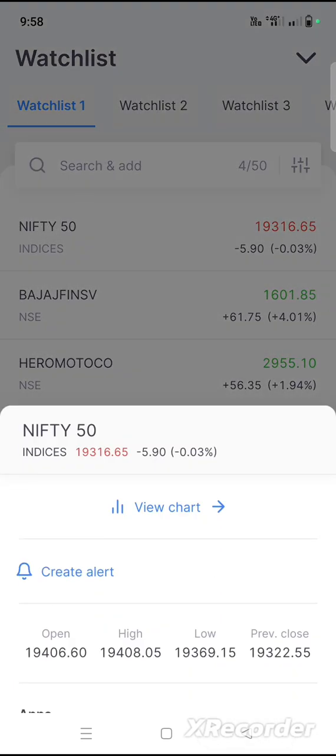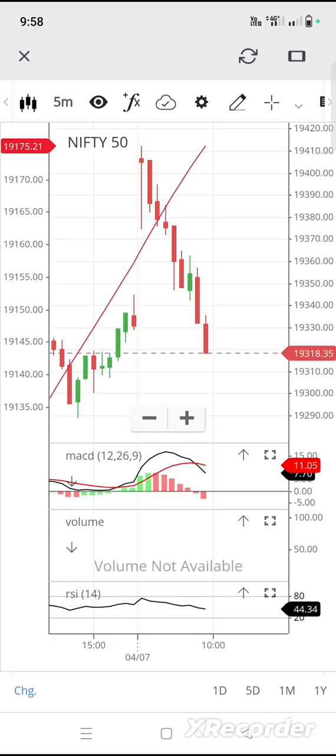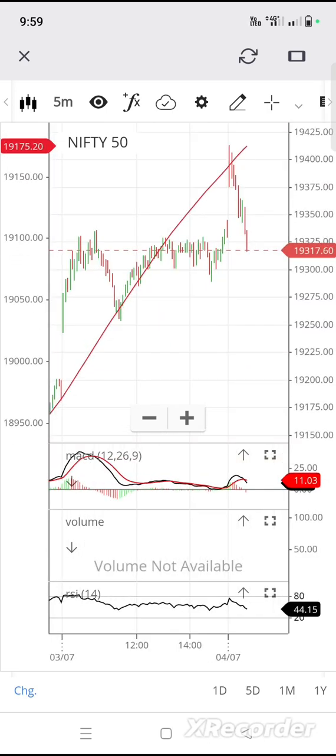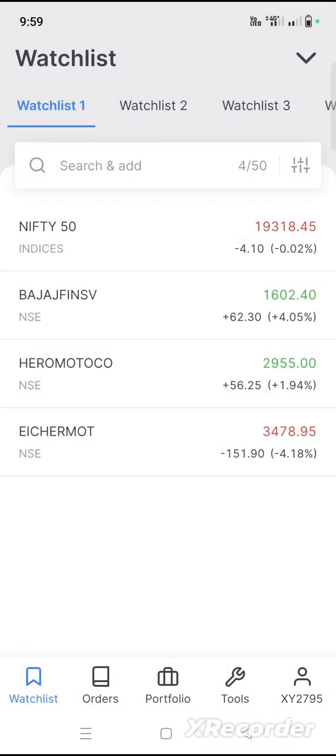So we'll see what Nifty is doing. Nifty is falling from 19,400. It almost filled its gap and is going towards previous day low. So we'll see, is there any opportunity for Hero Motors.